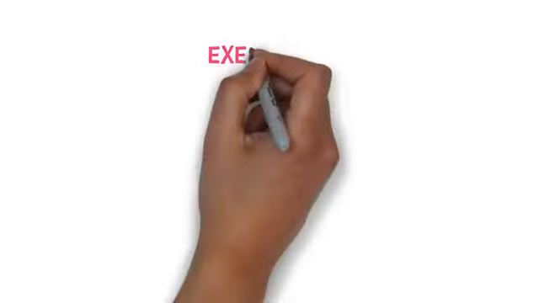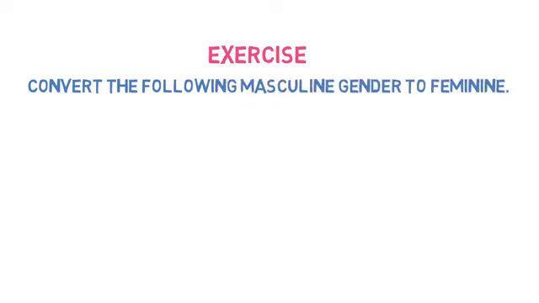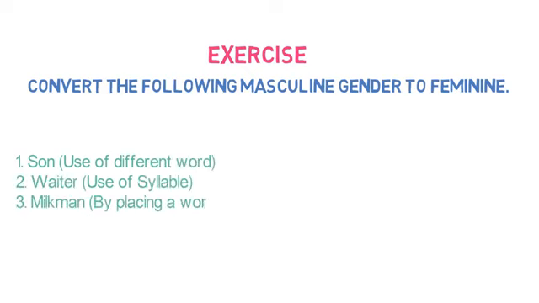Now, let me give you an exercise to practice. Convert the following masculine gender to feminine gender. The hint is also given. First, son. Second, waiter. Third, milkman. Pause the video and message me your answers in the comment section.